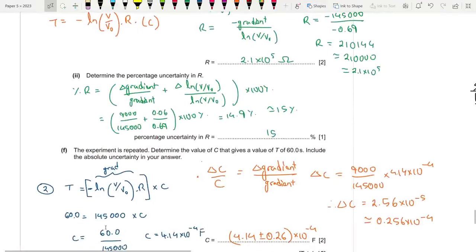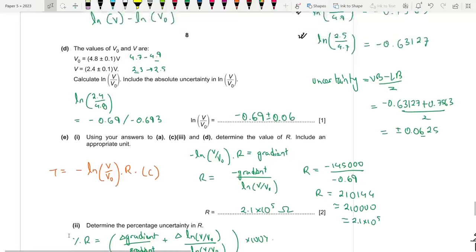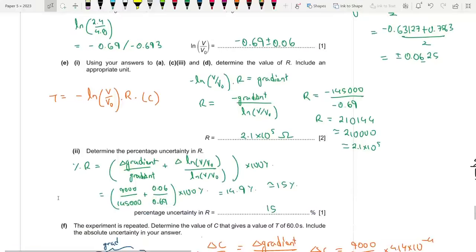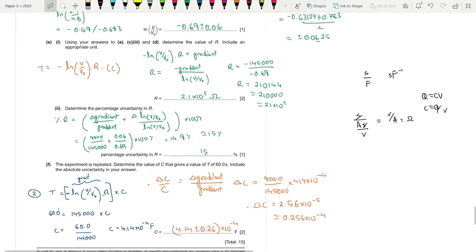Now determine the percentage uncertainty of R. What does R depend on? The gradient as well as ln(V/V0). So the percentage uncertainty of R will be del gradient by gradient plus del ln(V/V0) by ln(V/V0), times 100%. For my values, it's 9000 from the gradient over 145k plus 0.06 divided by 0.69, times 100%. It gives me a value of 15%. You can check the working. Please do tell me if I have any mistakes in the comment section.